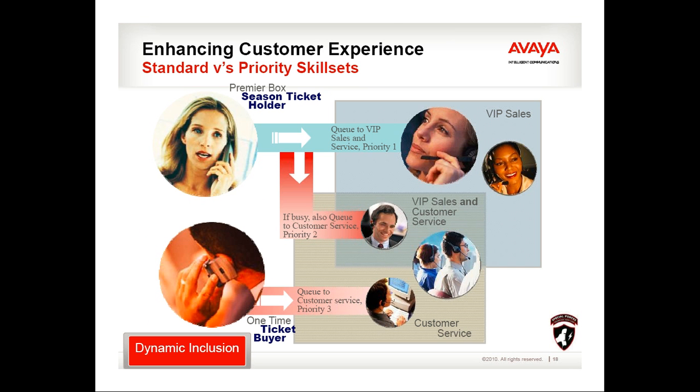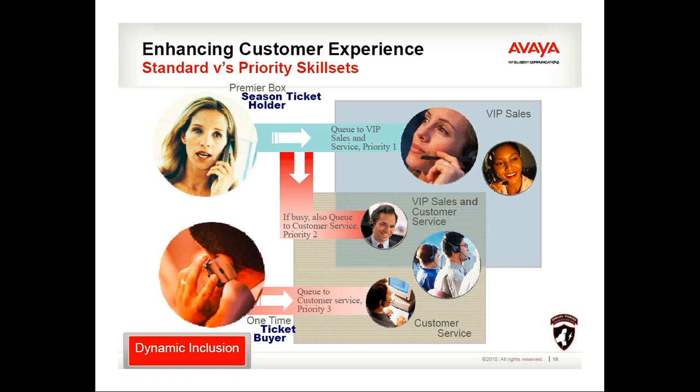So just a nice little diagram of queuing calls. Obviously, you see a Premier season ticket holder and a one-time ticket holder, and AACC based on the context of the customer. Obviously, your Premier box season ticket holder, you're going to want to queue them to a priority 1 type of customer service agent, and a one-time ticket buyer may go to a priority 3.